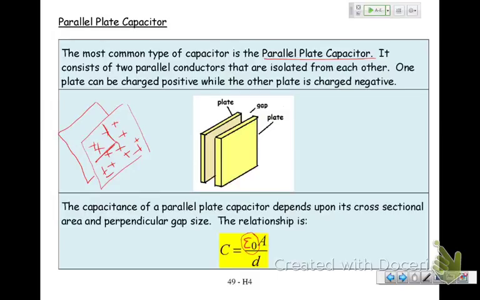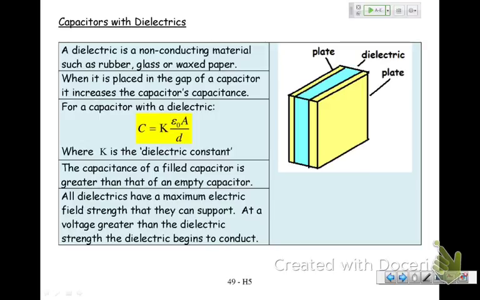Epsilon naught is the permittivity of free space. And it's a fundamental constant of the universe. And in lab today, you've either found it or you will find it, depending on which lab you're in. So there's my expression. It kind of makes sense.